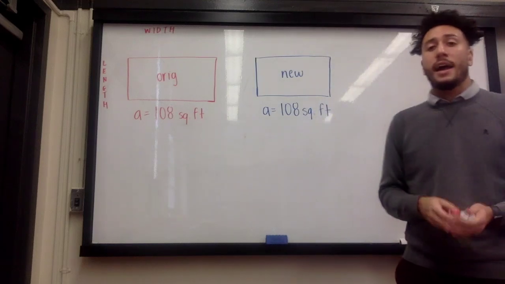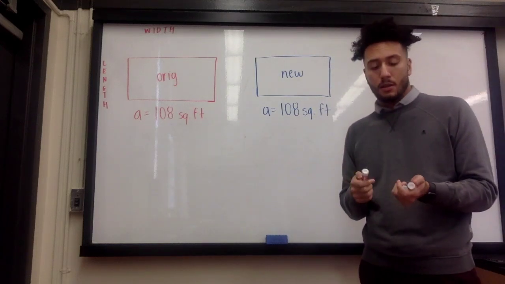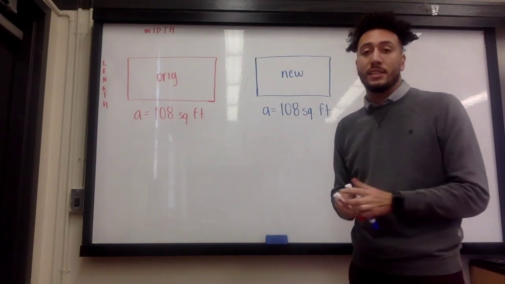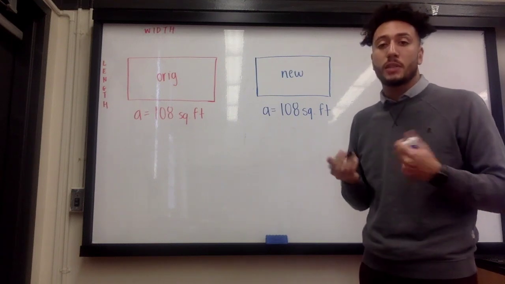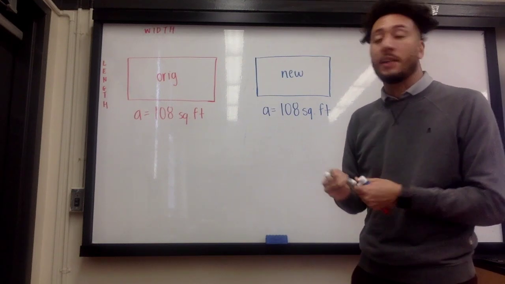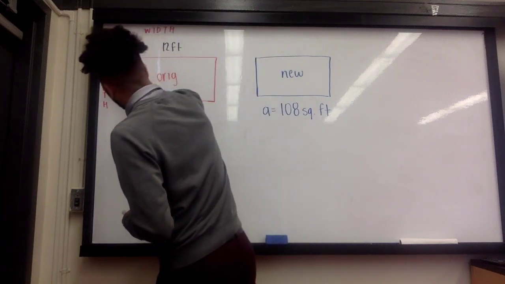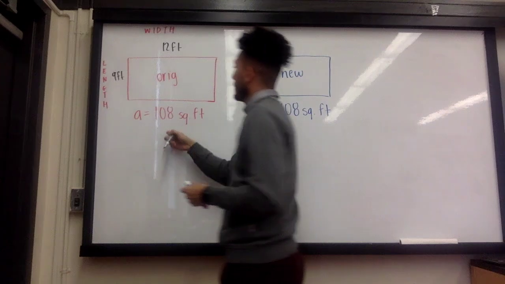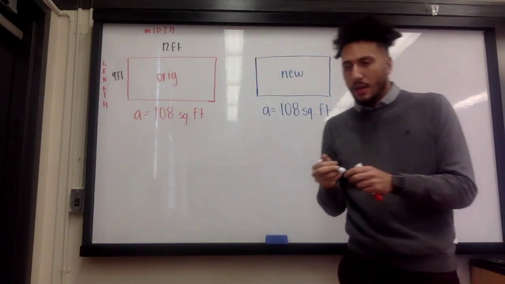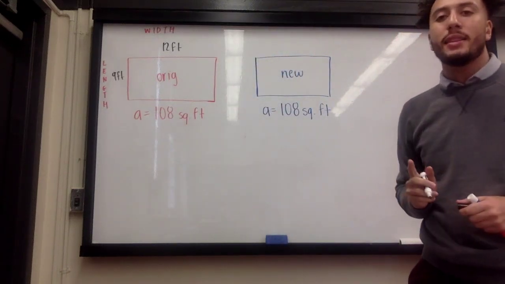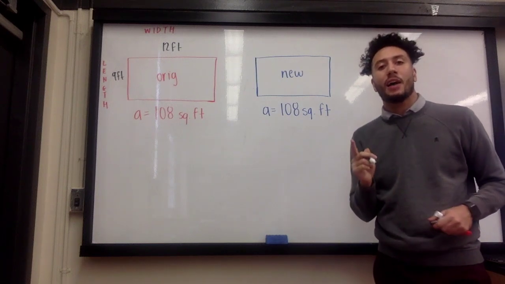Now, I need to figure out what length and width make up a 108 square foot area. And the easiest numbers that come to mind for me were 12 and 9. So I'm going to label my width as 12 feet and my length as 9 feet, which will get me to 108. In the problem, it states that the width is being increased by 25%.